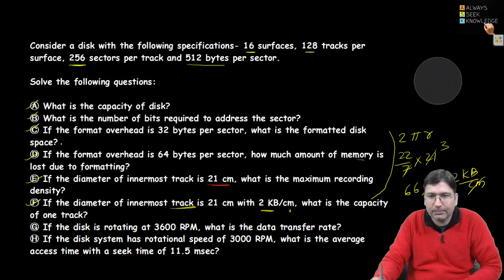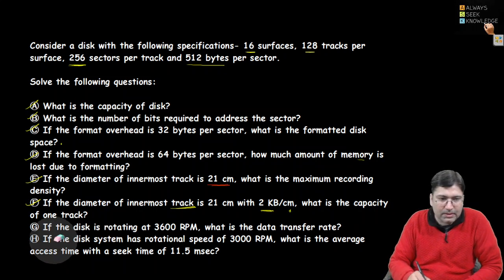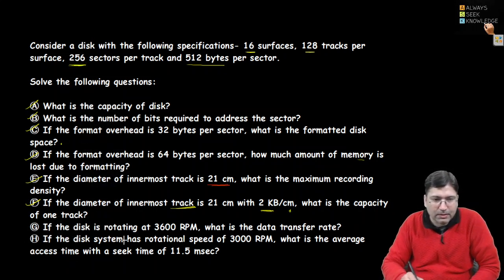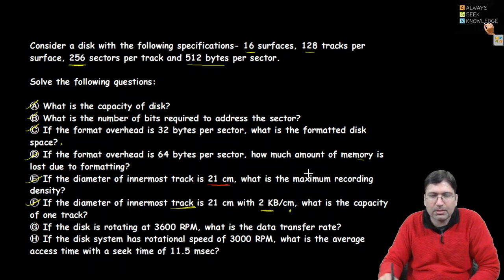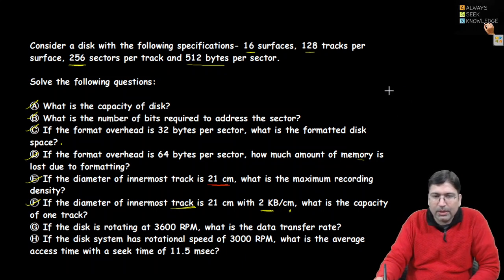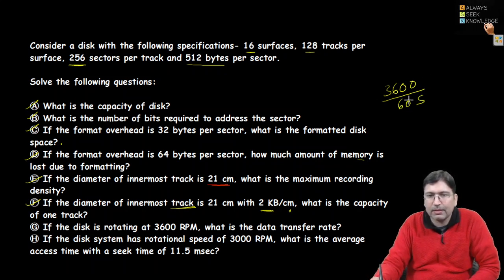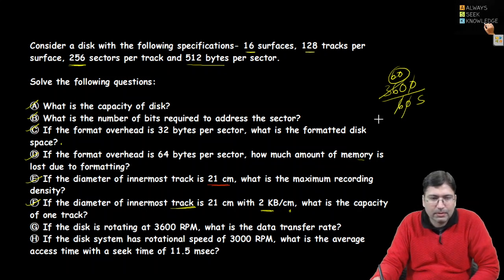And then the next one is if the disk is rotating at 3600 rpm. rpm means revolution per minute. So if we want to calculate per second, that is 3600 revolution per minute. Minute means 60 second. So that means 60 revolution per second.